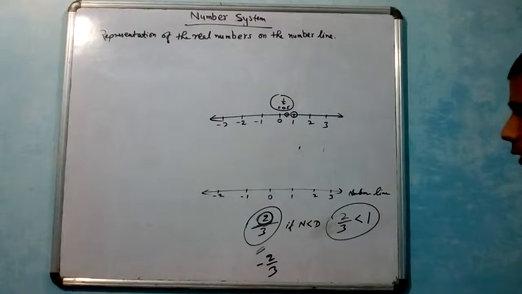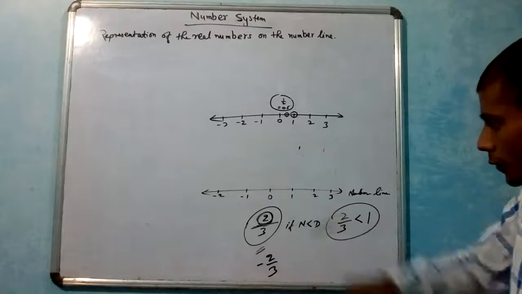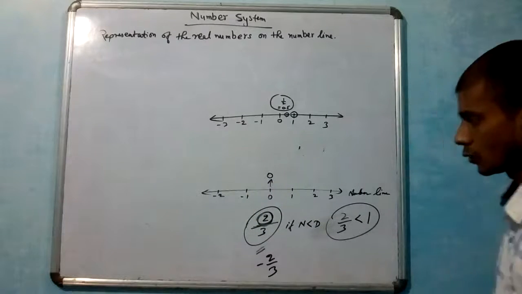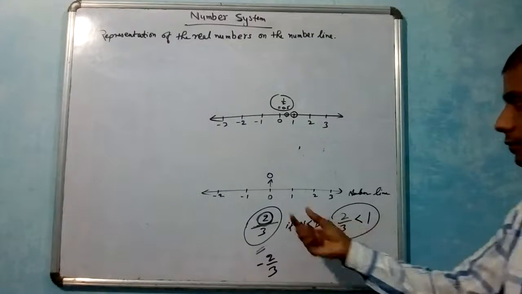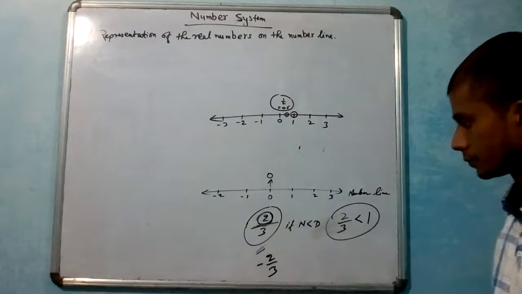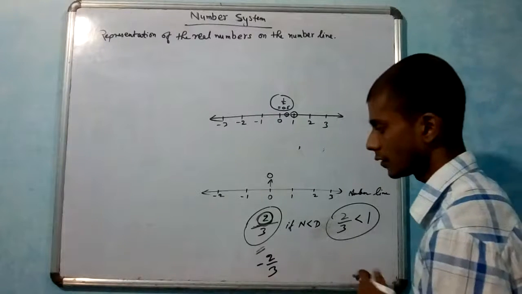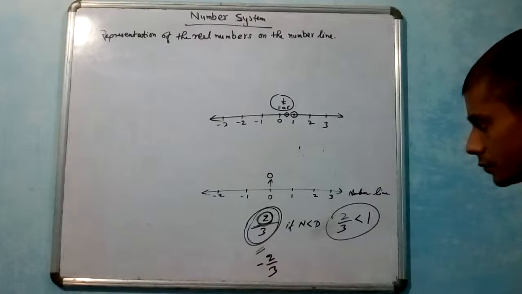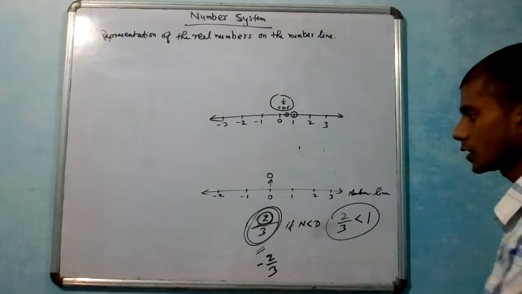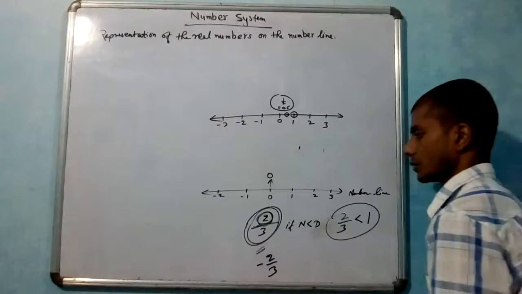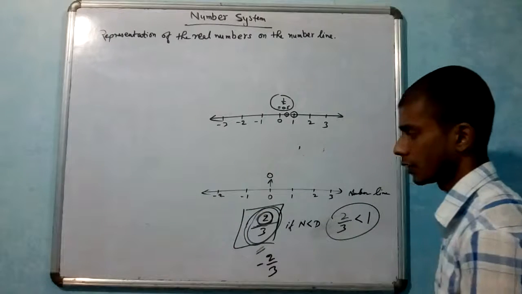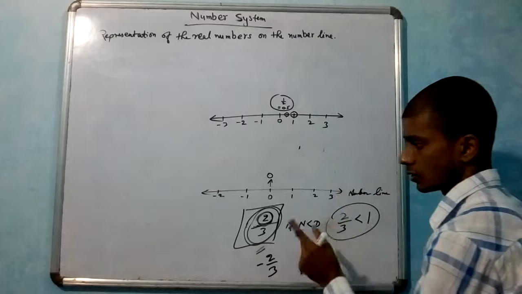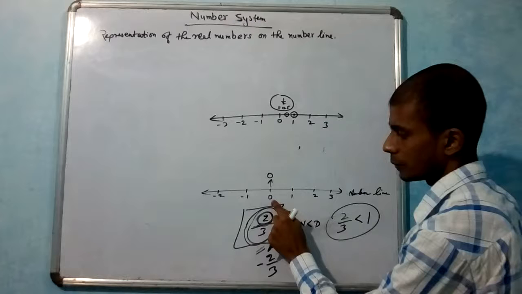So any number lesser than 1, where will it lie? Before 1. Any number lesser than 1 will lie before 1, and we start counting all the numbers from 0. So where will this 2 by 3 lie? Between 0 and 1. Why? Because this fraction has a value lesser than 1. Now how to present this 2 by 3 on the number line? So first thing we understood: this 2 by 3 will lie between 0 and 1.